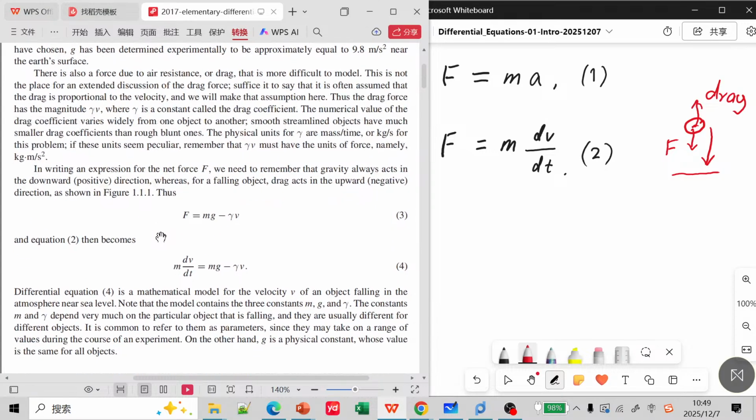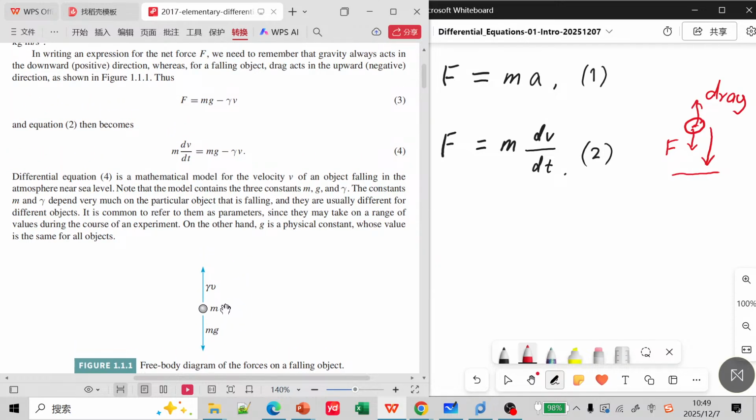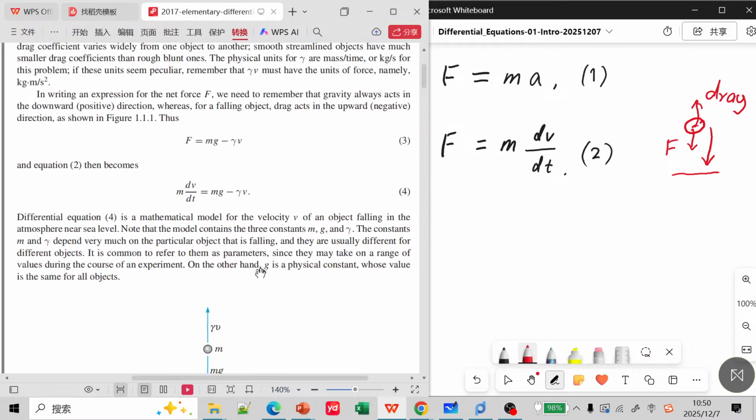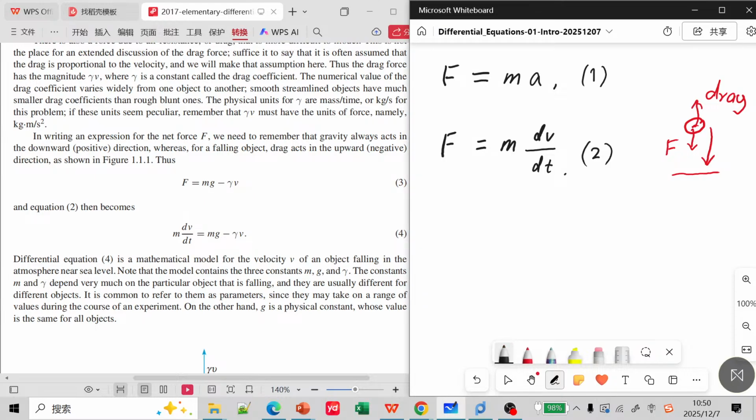As shown in figure 1.1.1. Okay, here is the official figure, m times g and gamma v. And we can write the third equation. So here F is equal to mg minus gamma v. This is the third equation.